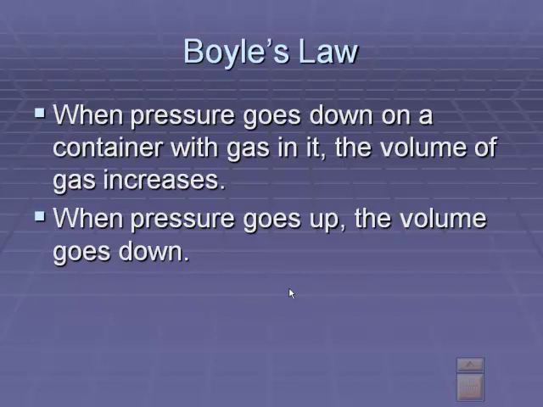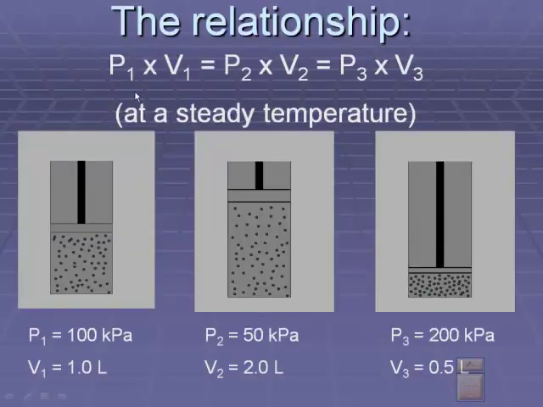Boyle's Law. When pressure goes down on a container with gas in it, the volume of gas increases. When the pressure goes up, the volume goes down. So this is an inverse relationship. When one goes up, the other goes down. That's called inverse relationship. And so here is your gas law. P1 V1 is equal to P2 V2.